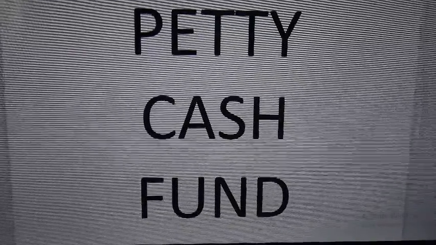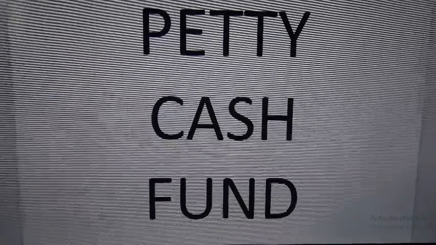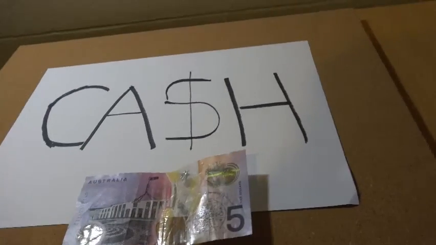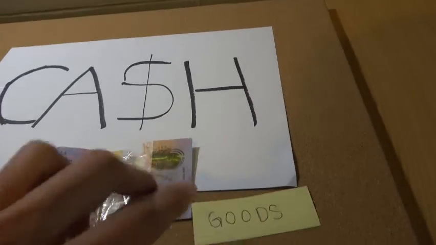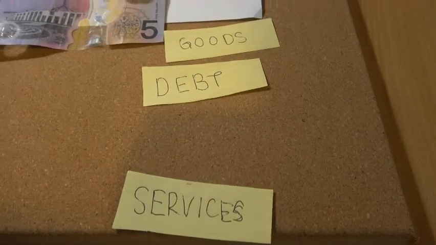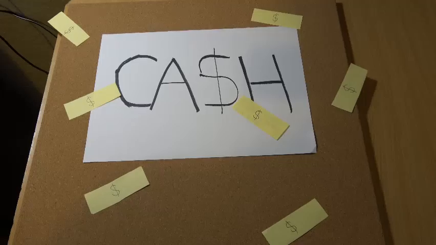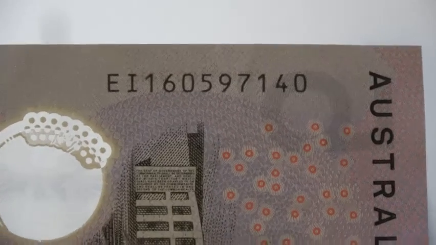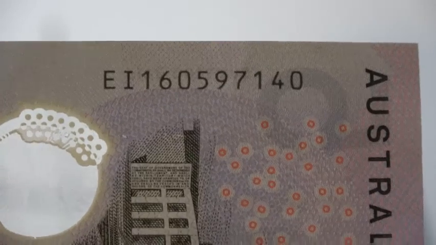Hi, we'll be discussing what a petty cash fund is. But first, what is cash? Cash is a legal tender that can be used for goods, debt, and services. In accounting, cash is liquid and therefore the hardest to control. Every note has a serial number, but we cannot spend time trying to identify each note.